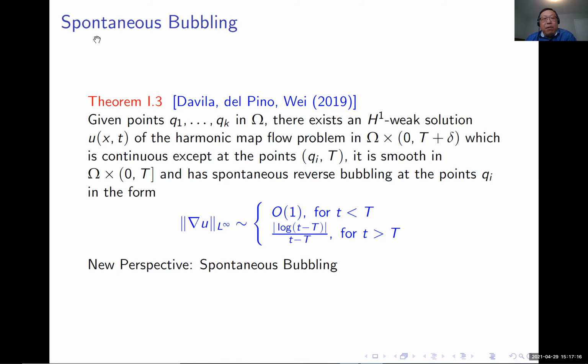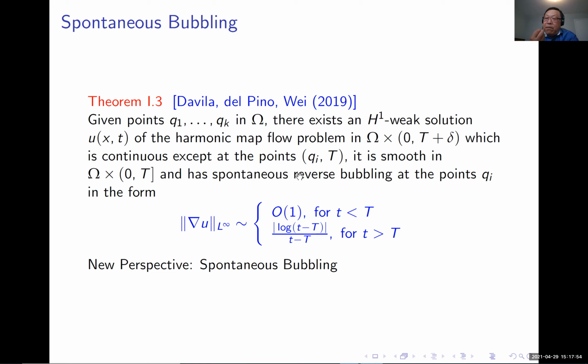And another kind of bubble is called a spontaneous bubble. It's also interesting. So when time t is less than capital T, nothing happens, okay? But then when t is greater than capital T, suddenly you have a bubble coming, right? So it's called a spontaneous bubble. And the generic rate for the spontaneous bubble is a log over t minus T, okay? So you lose a log, it's not a log square, it's a log order. And this bubble rate is also generic.